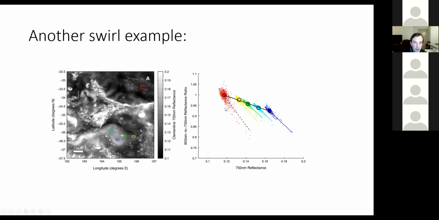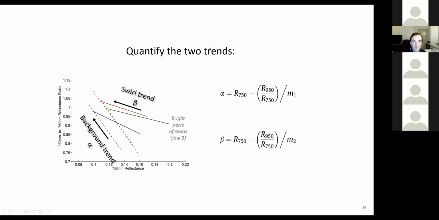And then we looked at other swirls to prove that this beta was actually consistent on the mare, the volcanic plains of the moon, at least. So you can see the background in the red is like this, and then the blue is like that over here. So you can see this is a consistent thing, this so-called beta trend, and that's present everywhere on mare swirls. And we quantify them based on the slope of the trend.